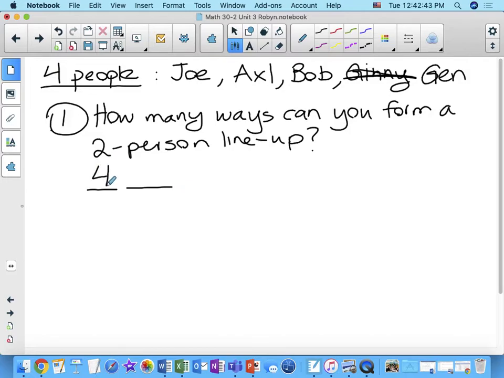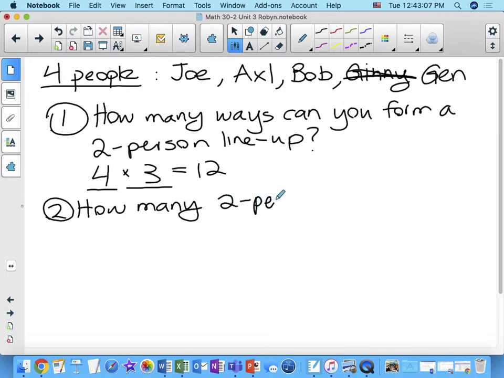Okay, what about the second spot? 3. Okay, so how many ways can we form a 2-person line? 12. Okay, so that's the first question. Second question. How many 2-person groups can be made?